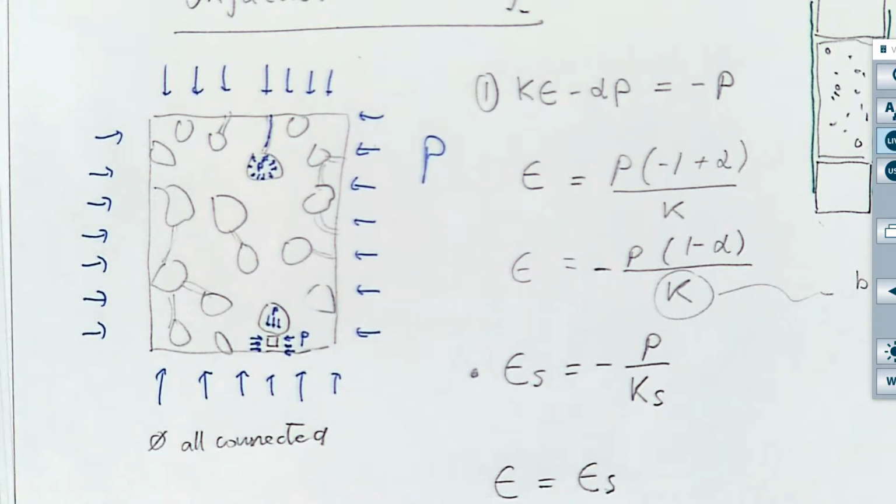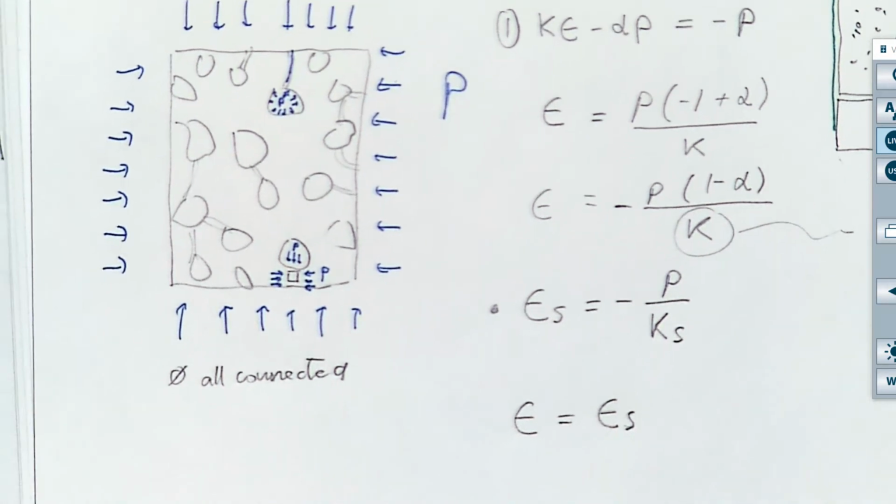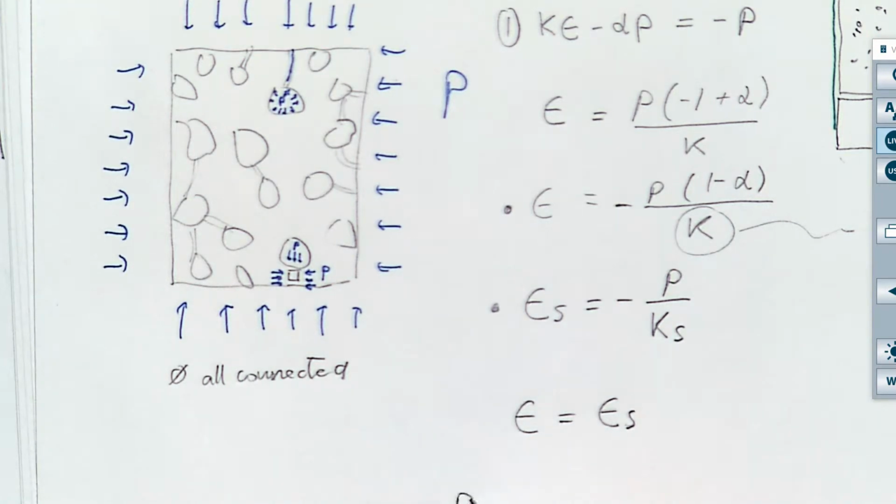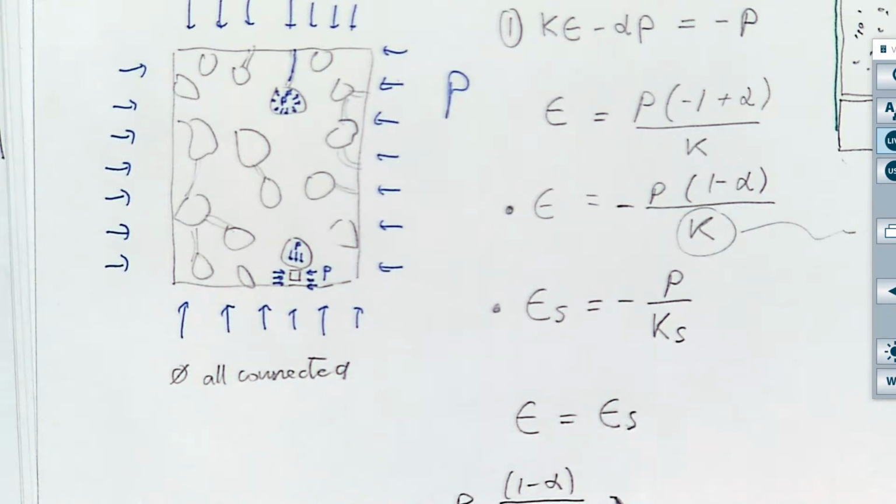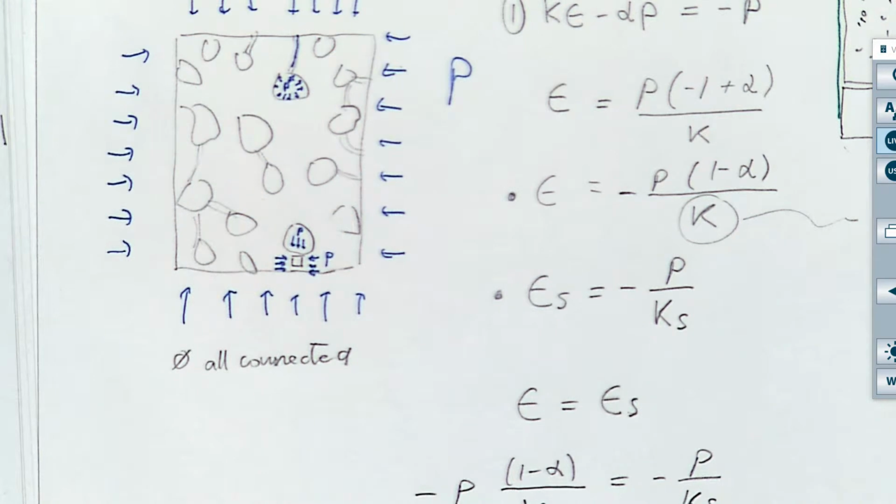And if that's the case, I can use these two equations, the ones with the two dots, epsilon equal to epsilon s, and this is going to be like this, divided by K, and this one is going to be negative P divided by Ks. Notice that we have pressure on both sides, and we have a negative here. Let's make it a positive. And the last thing I'm going to do is look for what we didn't know, which was alpha.